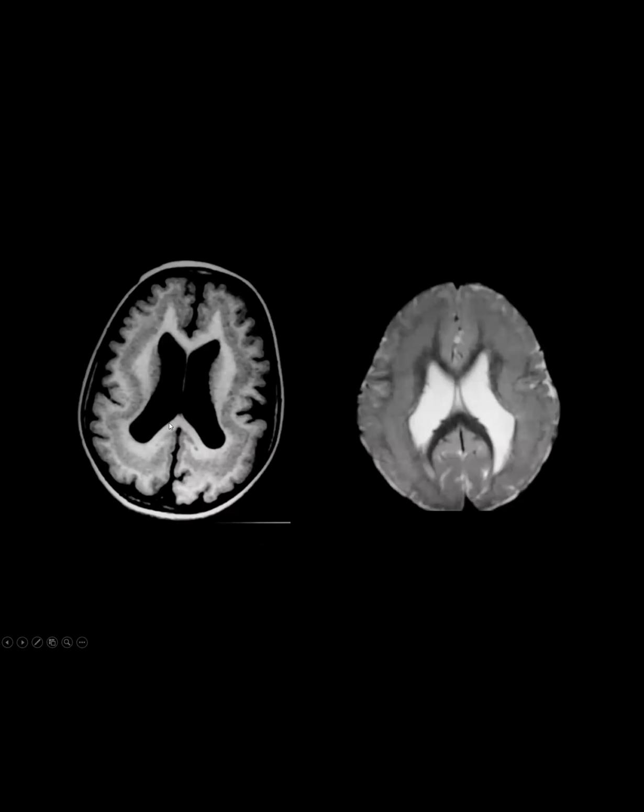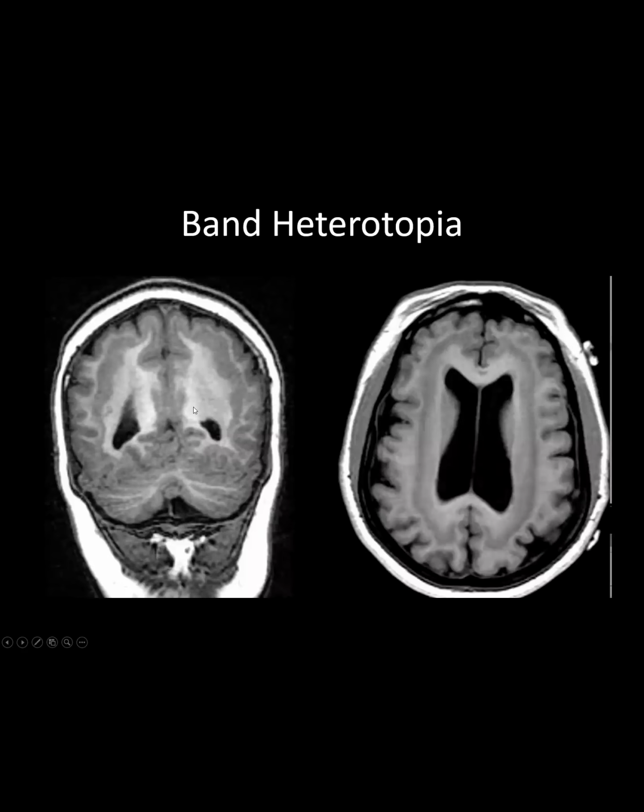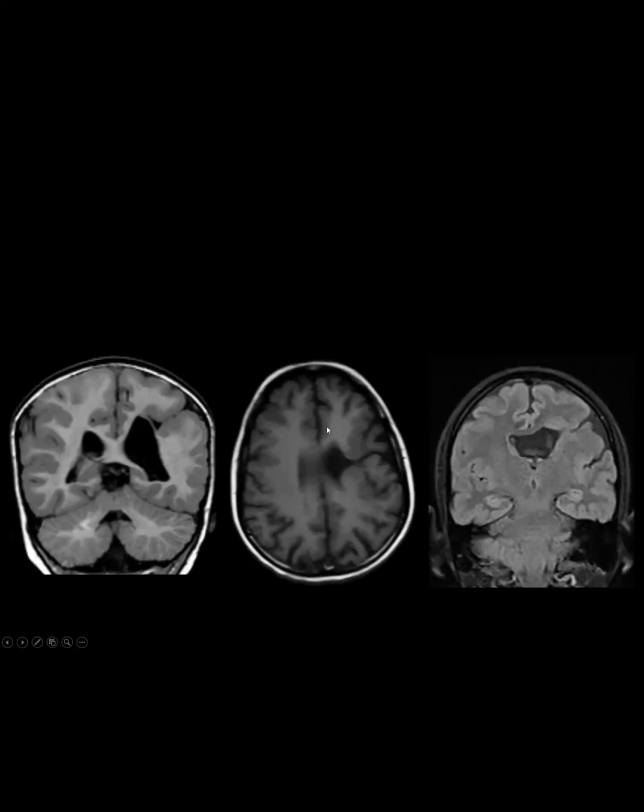This is band heterotopia. It's just gray matter in the wrong location, but instead of being nodular, it's like a band, like you're seeing over here. And this has an association with Lissencephaly. Just going to keep going. So this is the second to last entity I'm going to be talking about.